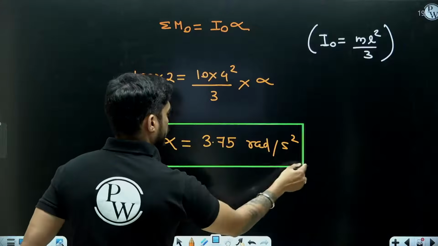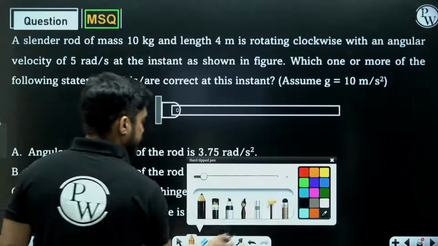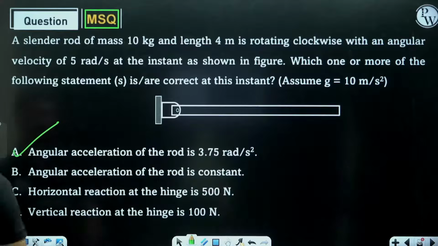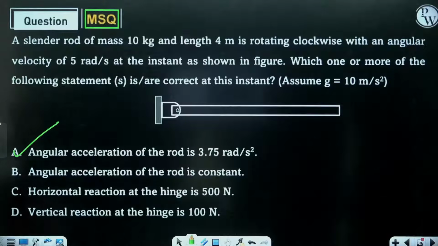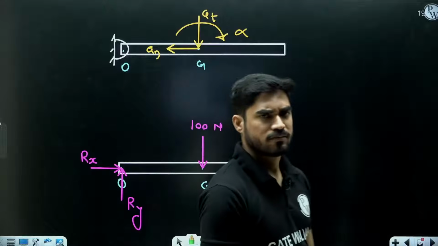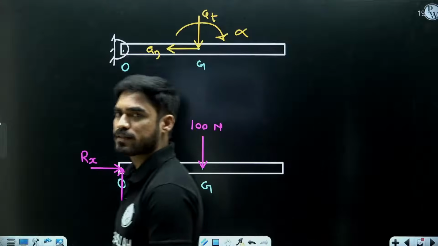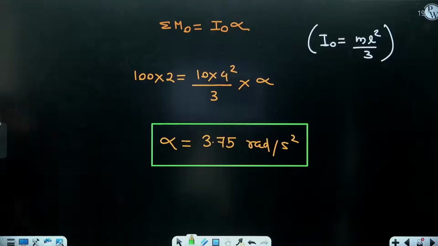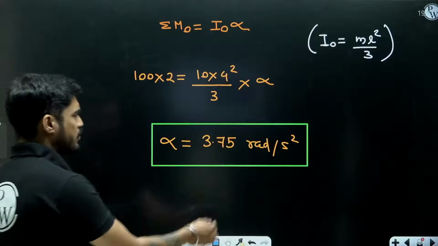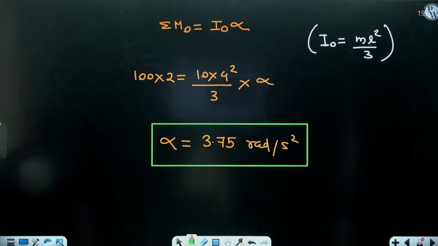Yes. The first statement is correct, right? Angular acceleration of the rod is 3.75 radian per second square. Second, angular acceleration of the rod is constant. Is this correct? Will angular acceleration change with respect to time or remain constant? Most of you will say constant, sir, because it's not a function of time, so alpha is constant.